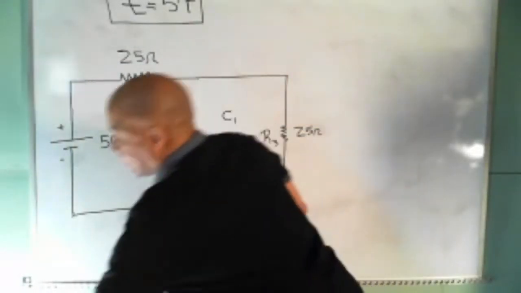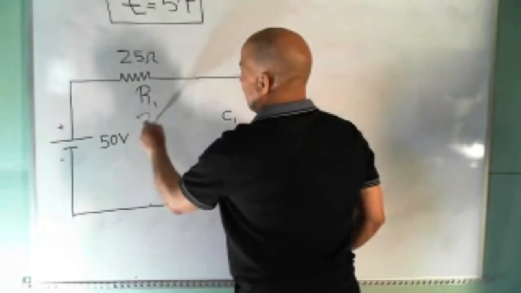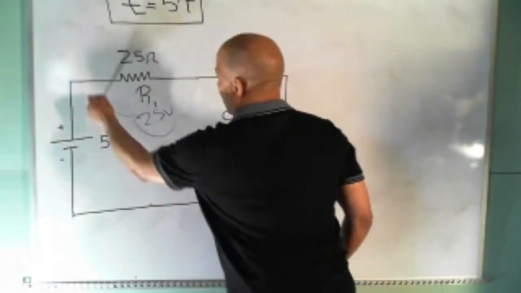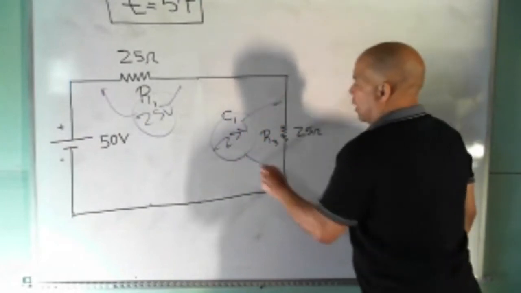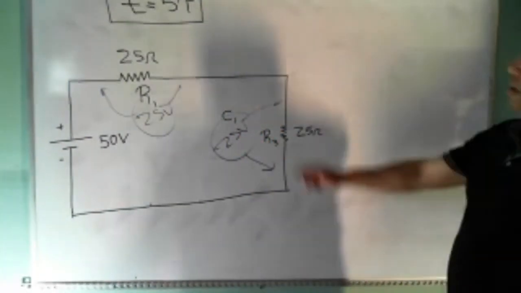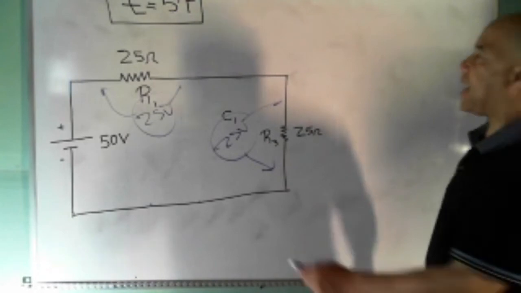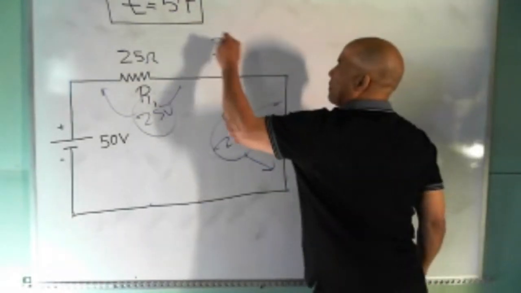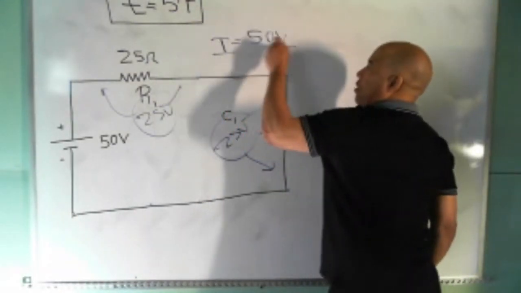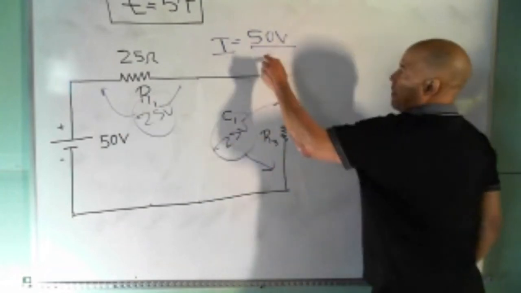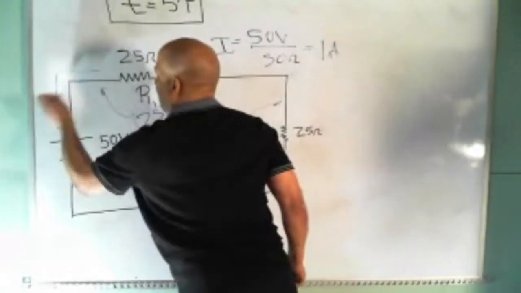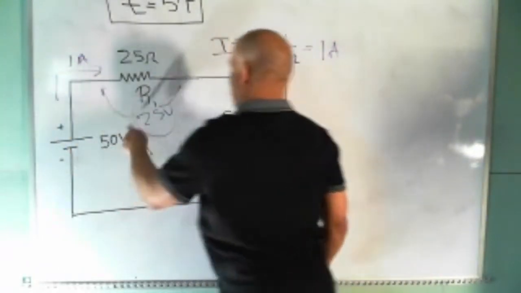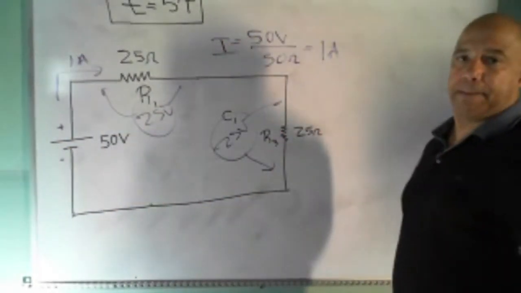25. 25. I got equal resistors. They're in series, so this one's going to get 25 volts, and this one's going to get 25 volts. So all the other voltages are 0. V1 and V3 are both 25. The current in the circuit is going to be 50 volts over 50 ohms. I got 1 amp flowing, so each resistor, R1 and R3, is going to get 1 amp.